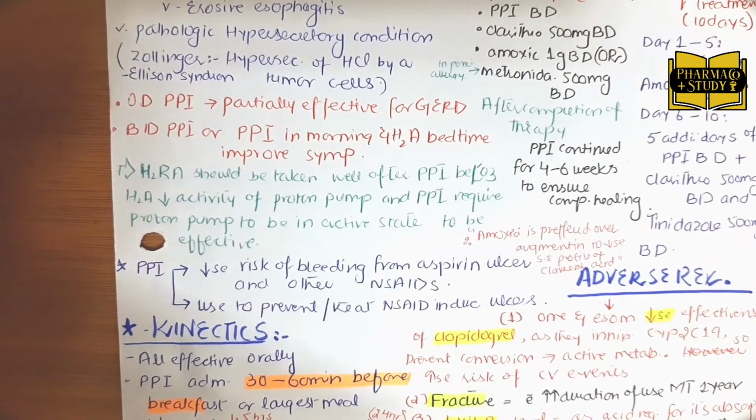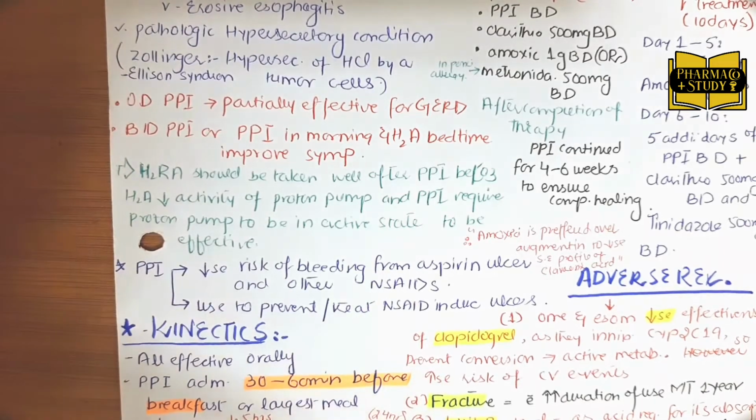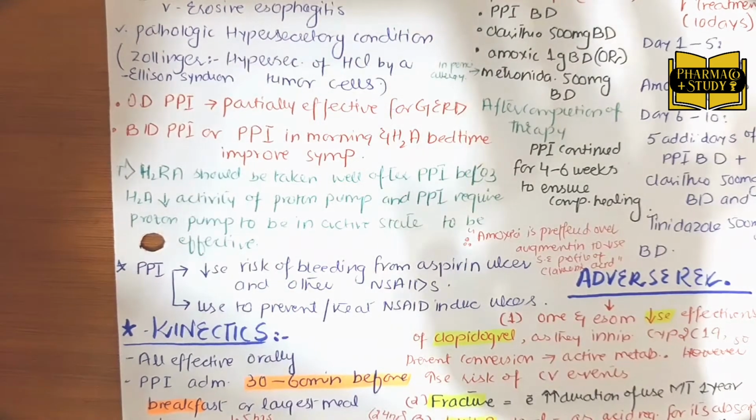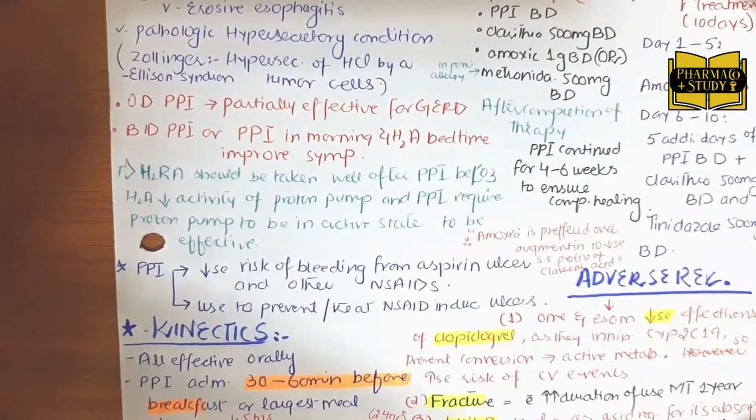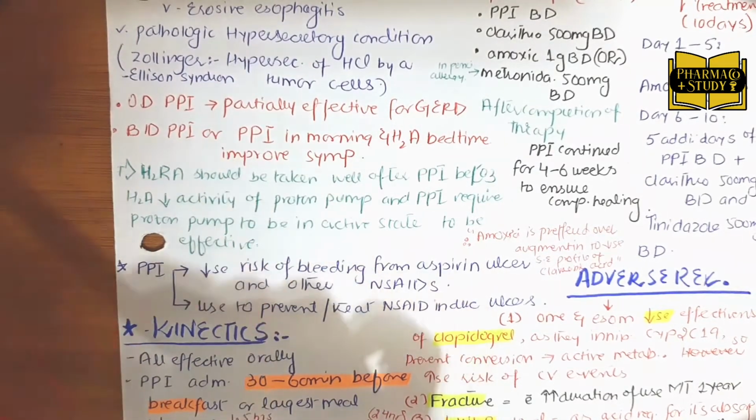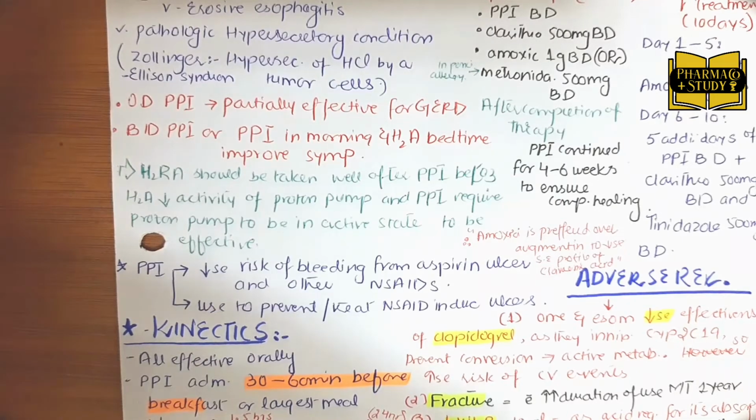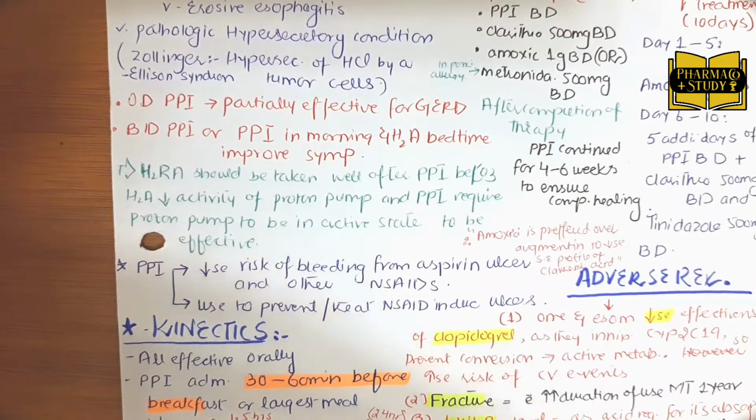Now, why is there such a long duration difference between these two drugs, that one is taken in the morning and the other is taken at the bedtime? Because proton pump inhibitors require the proton pump to be in the active state, while the H2 receptor antagonist decreases the activity of the proton pump. For example, when you have taken H2 receptor antagonist in the morning, the activity of the proton pump will decrease.